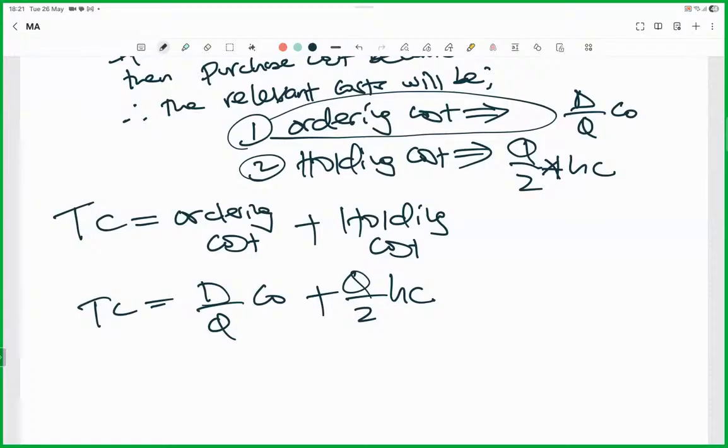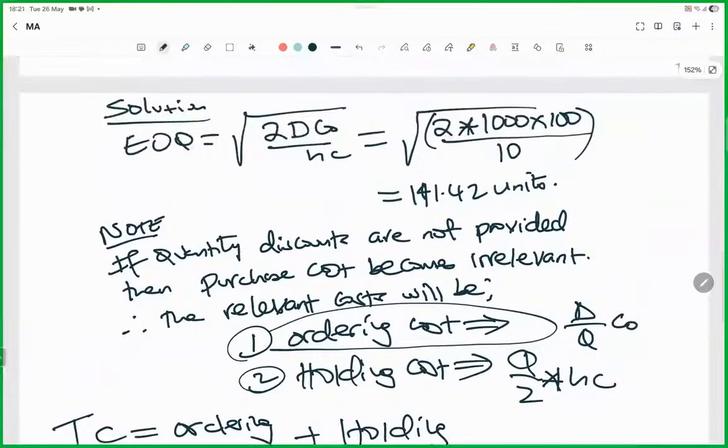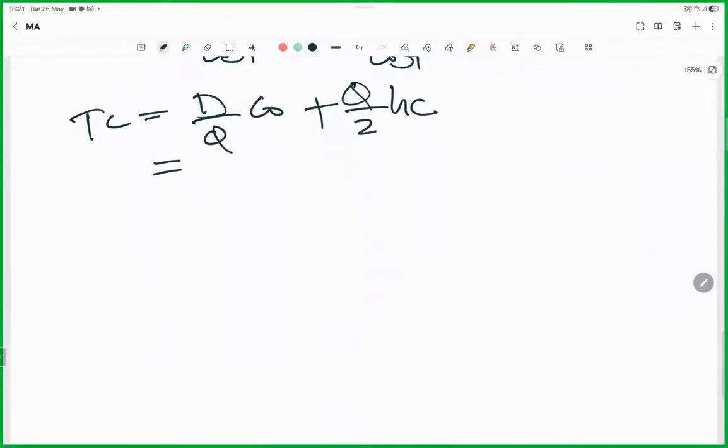What do we have here, D? Annual demand, $1,000, isn't it? Do we know what our Q is? This is the quantity we are ordering. This is the EOQ.